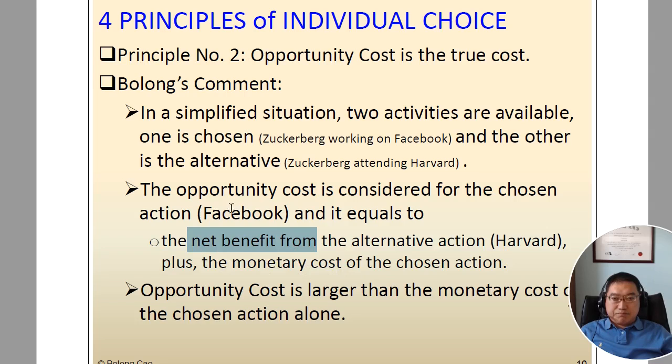And then the net benefit from the alternative action is going through the Harvard education, right? For Zuckerberg, there's a net benefit from that. So it's the two together: a monetary cost and a net benefit. In this example, I need to point out that the monetary cost of starting Facebook can be higher than the Harvard tuition. So in the Zuckerberg example in the textbook, the Harvard tuition itself is not really involved in the opportunity cost of starting Facebook.